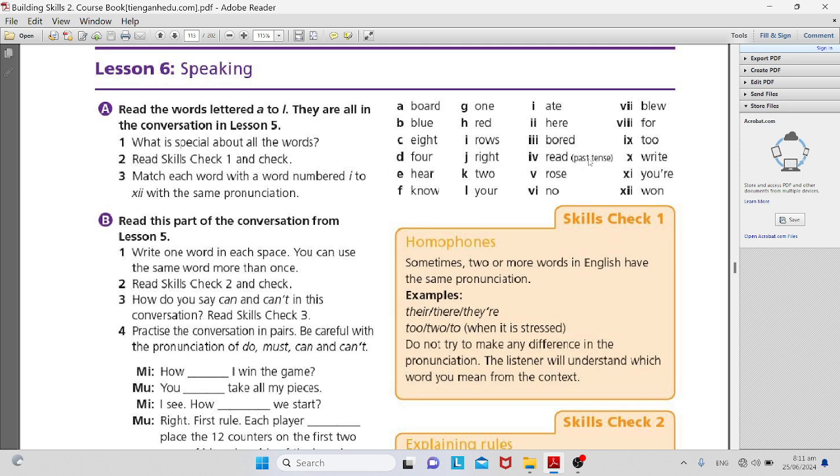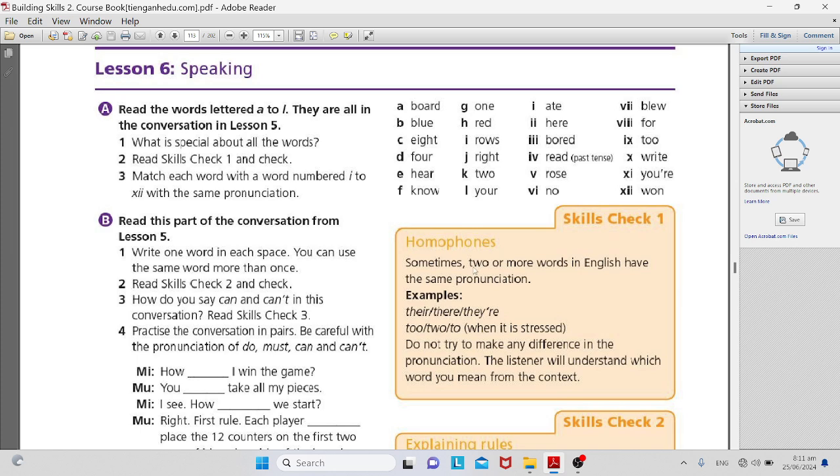Here, red. The past tense of read is what? Is red. Skill check 1. Read skill check 1 and check.